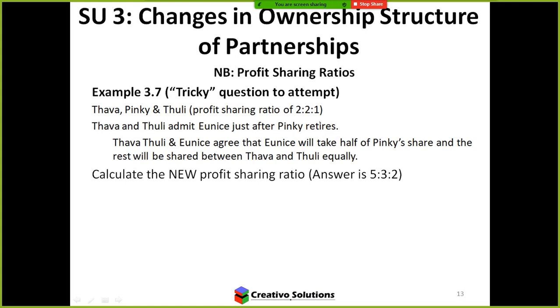Okay, and if you want a challenge, here's the challenge question. This also came from the textbook. This is probably as hard as it will get because now you have 4 partners instead of 3. You've got Tava, Pinky, and Thuli, and now they're also bringing in someone else, Eunice. It's actually a textbook example, but it's a nice example. It's more maths than accounting, but it's a challenge. Okay, see if you can get the answer. If you don't know how to get the answer, I will go through it with you.